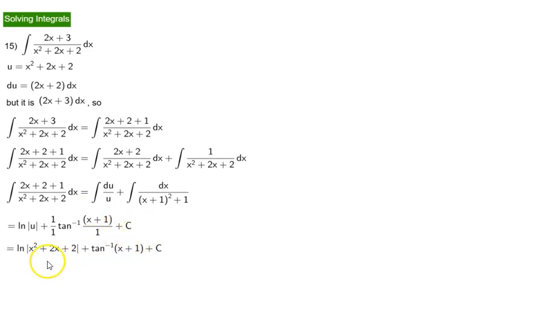Simplifying it and bringing back the x terms, we get natural log of absolute value of x square plus 2x plus 2, plus tan inverse of (x plus 1), plus c. So that was the 15th one. Now let's look at the 16th one.